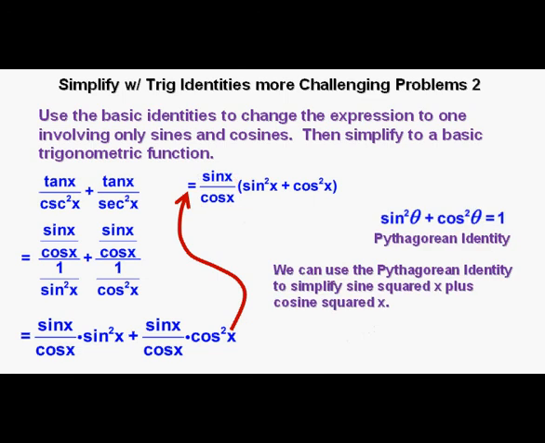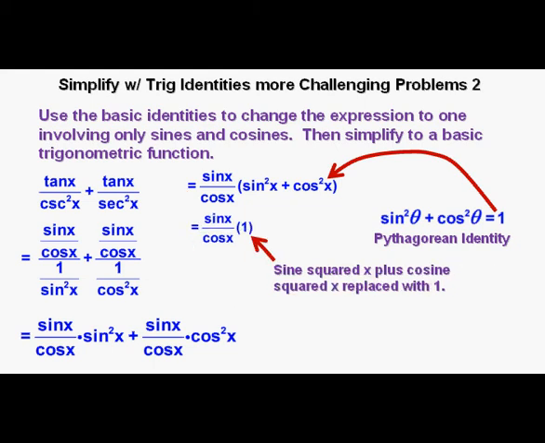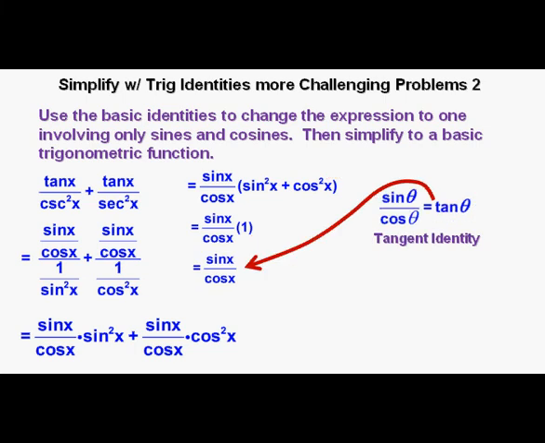We should remember that we can use the Pythagorean identity to simplify sine squared x plus cosine squared x. We can replace sine squared x plus cosine squared x with 1. So here sine squared x plus cosine squared x is replaced with 1. And in this next step the 1 disappears, and we notice that we can use the tangent identity to replace sine x over cosine x with tangent x. So this leaves us with the tangent of x, which we box in as our correct answer.